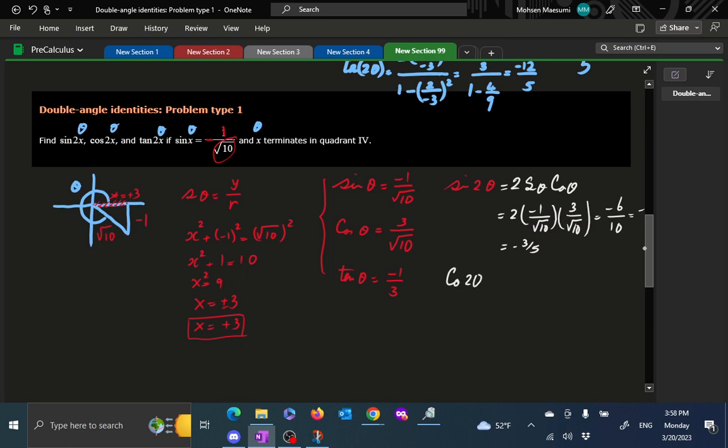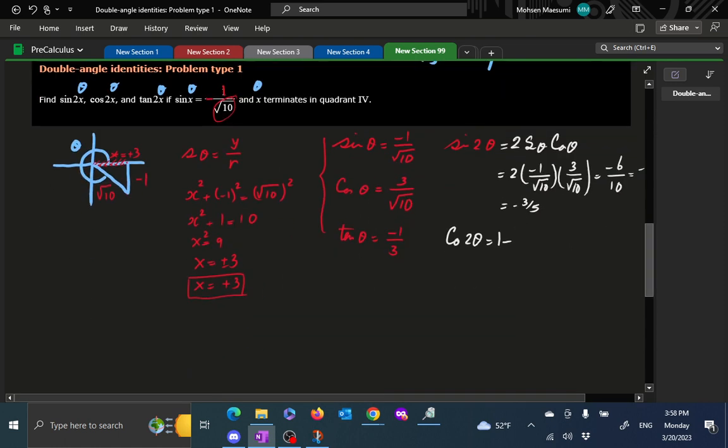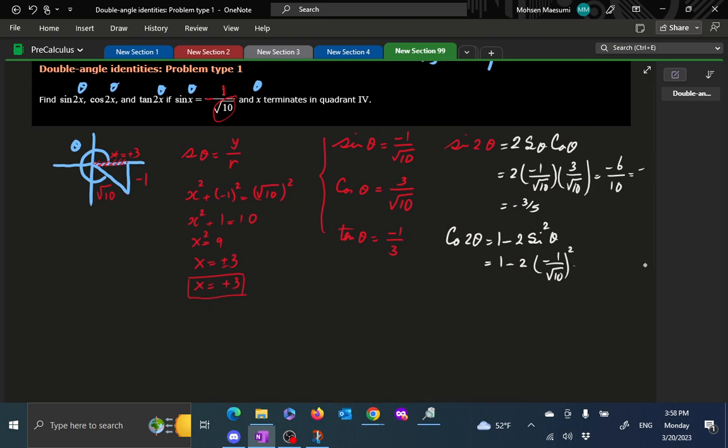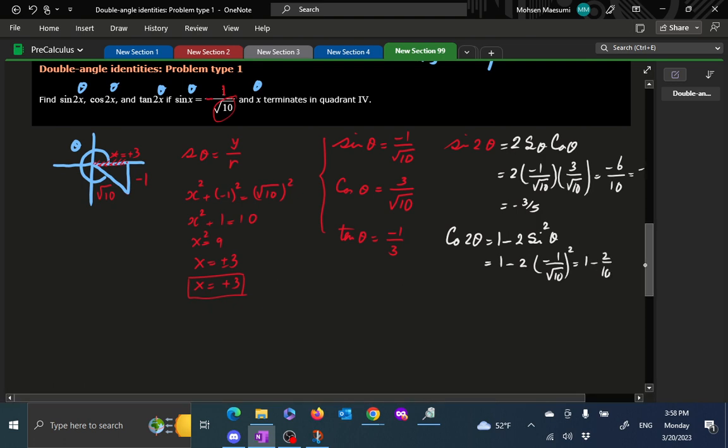Cosine of 2 theta. As before, we can use multiple ways. One is just from the scratch information here, we could have just used this and be done. Cosine of 2 theta is 1 minus 2 sine square of theta. So I could have said 1 minus 2, whatever sign you gave me, which is minus 1 over radical 10, square that. So it's 1 minus 2/10. So that becomes 8/10, and that's of course same as 4/5.